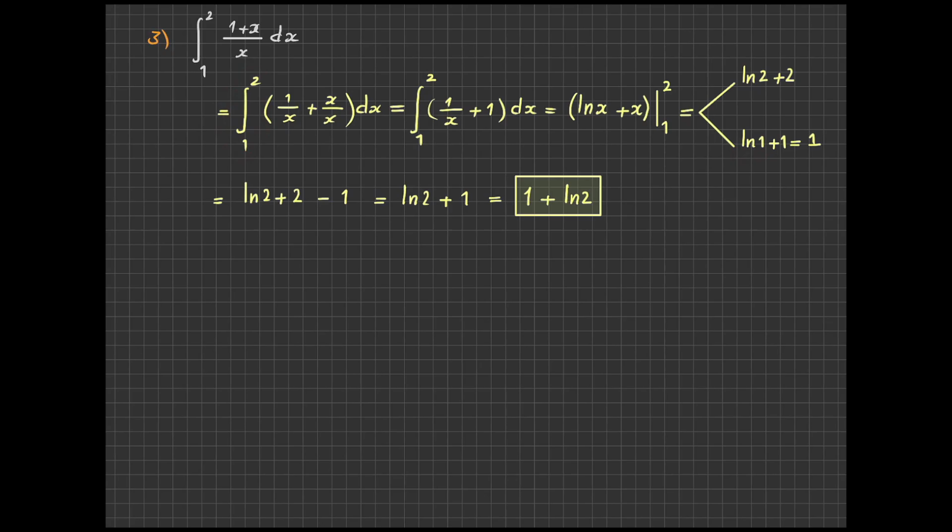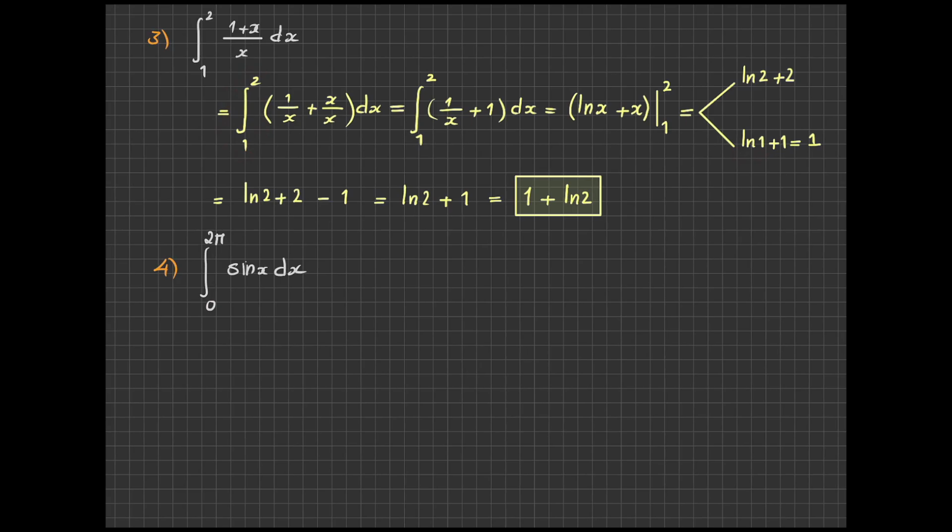And finally, number 4, if you have questions, please let me know. This is number 4. This is also in the book. This is a trigonometric function. It's very simple, by the way. It's the integral from 0 to 2 pi of sine x dx.